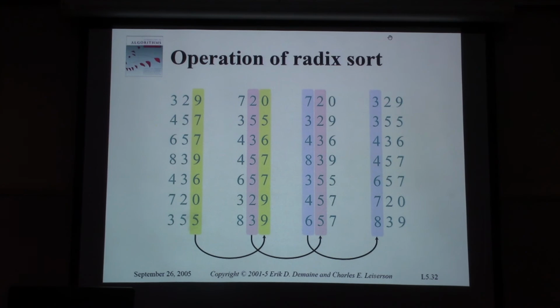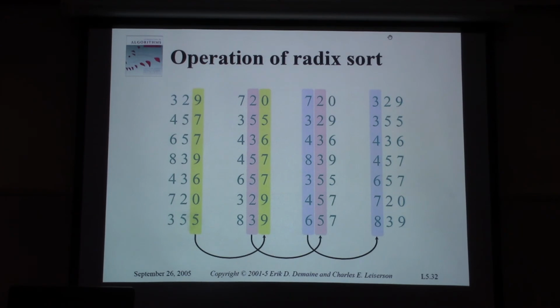So if you go up through here, you'll see that the highest digit is a 9, so 839 is going to go here. And as I go upwards, I see another 9, so 329 is going to go here. As I go up again, I'm looking for the next biggest number, so I can see 657 and 457, right? And then the 6s, I have 436, and then I have 355, and finally I have 720.